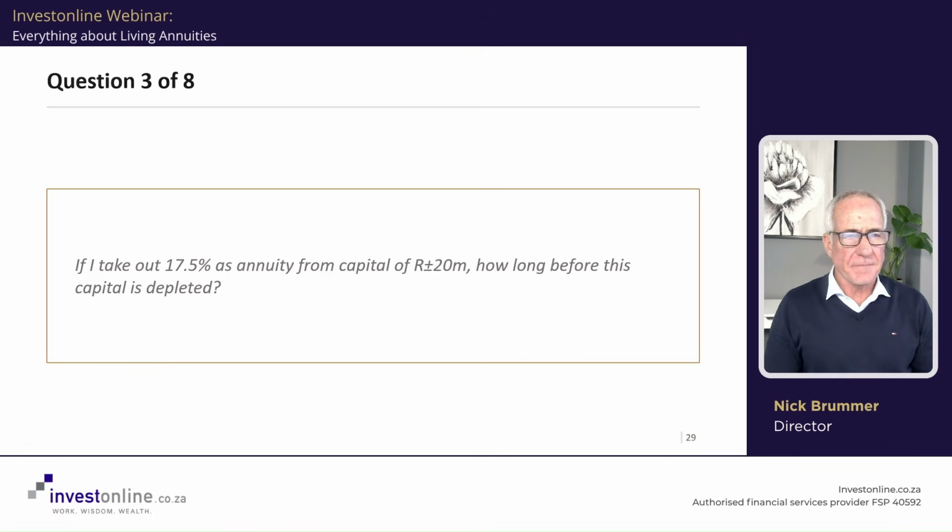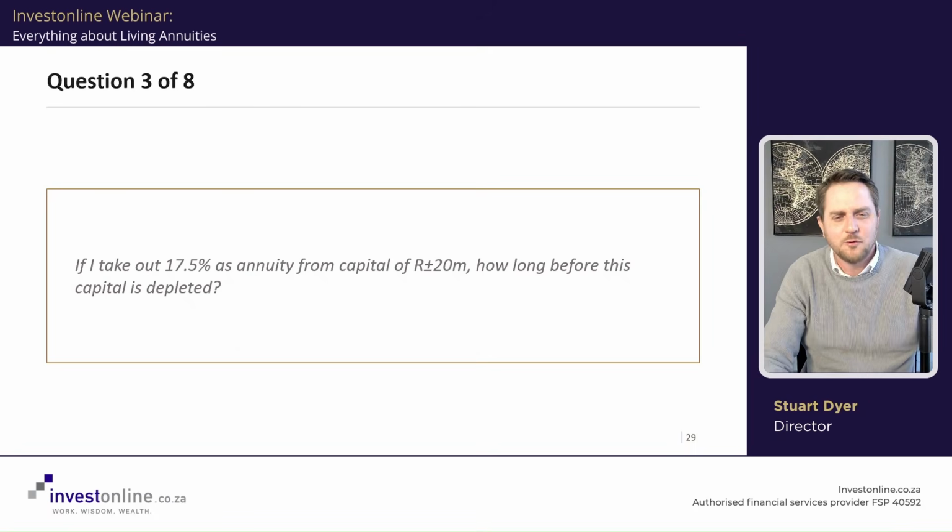Right. Thanks, Stuart. That is a tough one. Right, so if I take out 17.5% as an annuity from capital, from a value of 20 million, how long before this capital is depleted? I know we've modeled this before. Stuart, what's the answer? It's quite an interesting one.